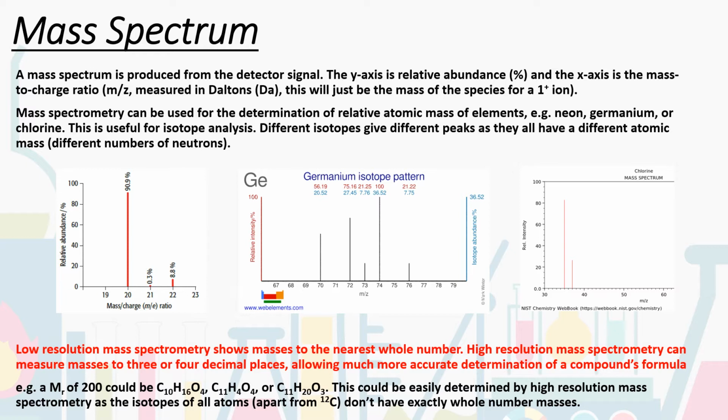And so if we look at these examples here, the first one on the left is for neon. Now, if you look at your periodic table, you will see that neon has a relative atomic mass of 20.2. However, if you look at the mass spectrum, you'll see that there's not actually a peak at 20.2. There's a very, very large peak at 20, very, very small peak at 21, and a slightly bigger peak at 22.